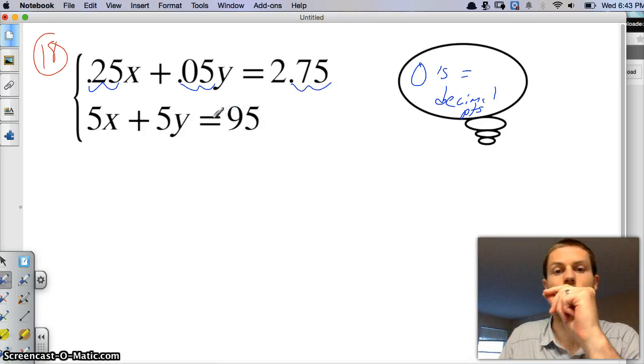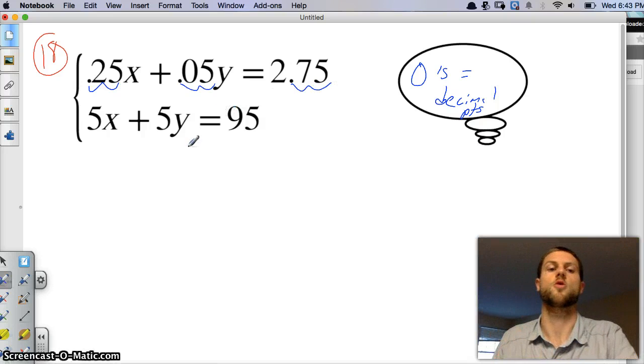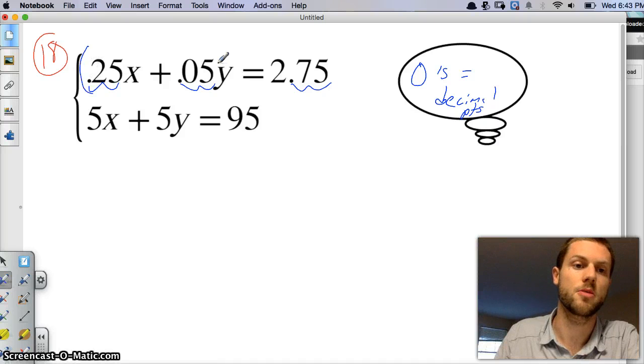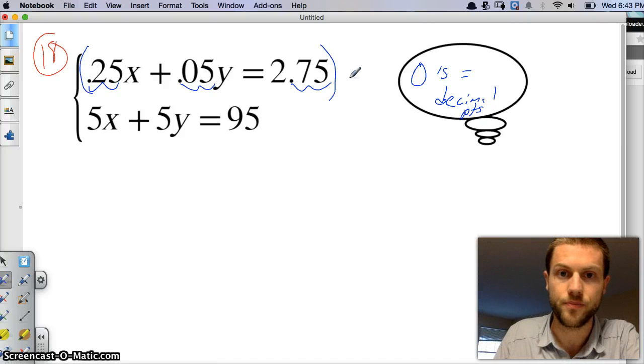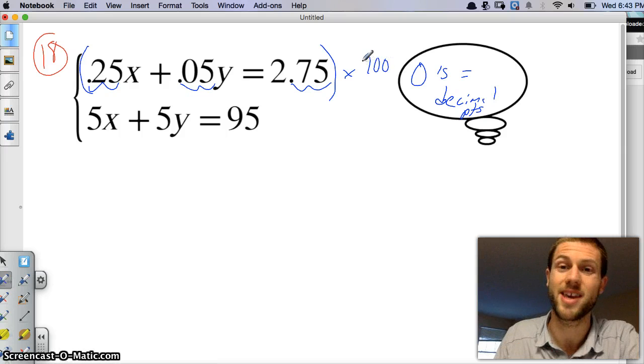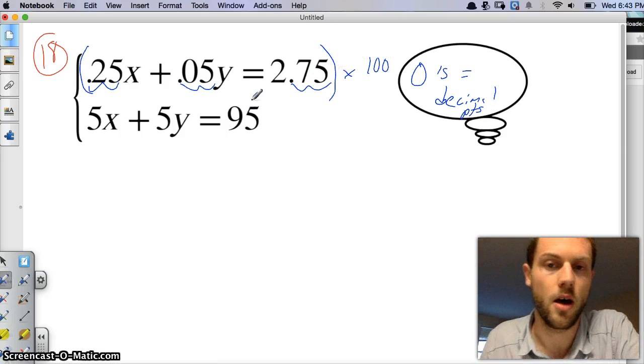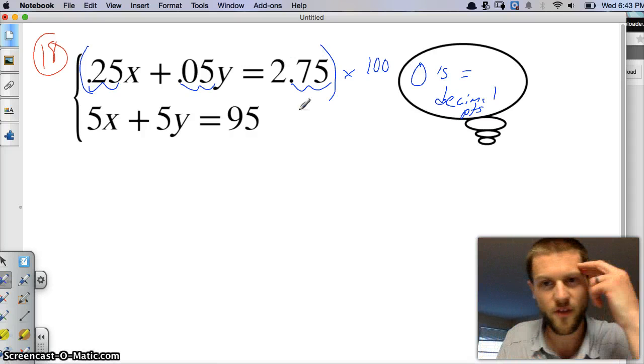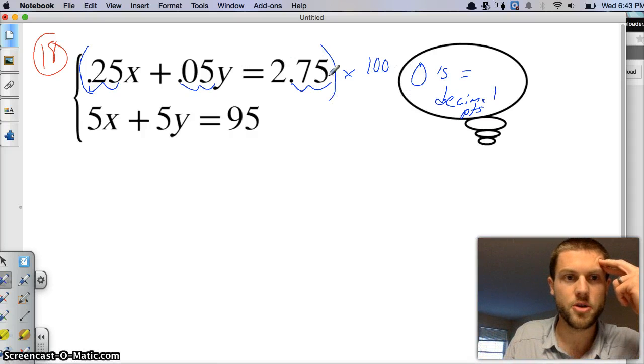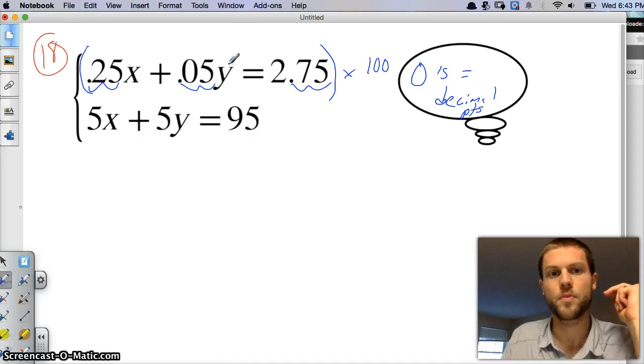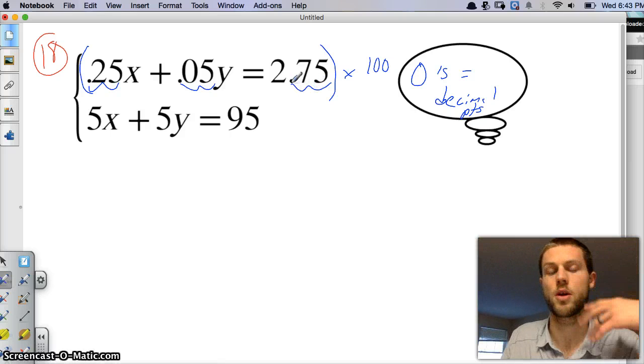So if I want to move two decimal places over, that means I'm going to need to multiply this by a 1 with two zeros, aka 100. Now, if I'm thinking ahead too, when I multiply this by 100, I'm going to end up getting a 25x, a 5y, and a 275. So I'm just kind of thinking ahead here what I would get.